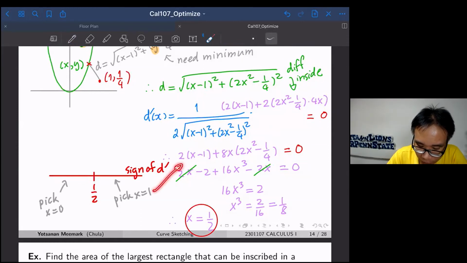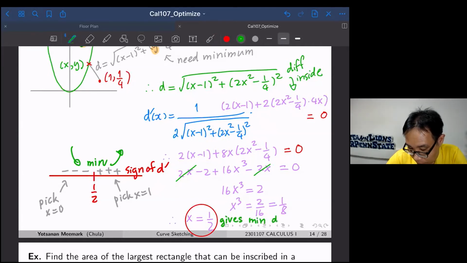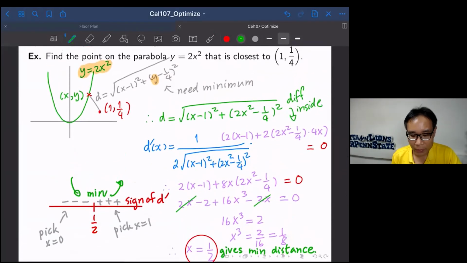So you just put x equals 1 into the purple, and you see that it becomes positive, pretty clear. So you have positive on this side and negative on this side. You get something going down, then something going up, and this gives you the minimum as you're looking for. So this gives the minimum distance as desired, and this is how we determine maximum and minimum.